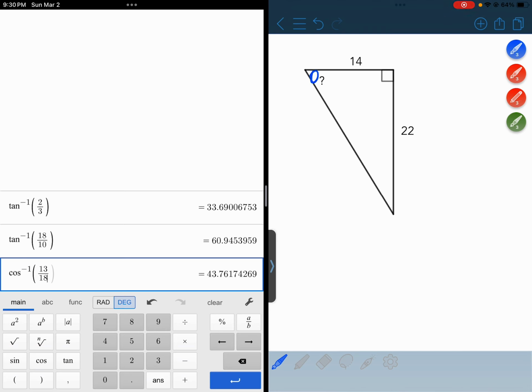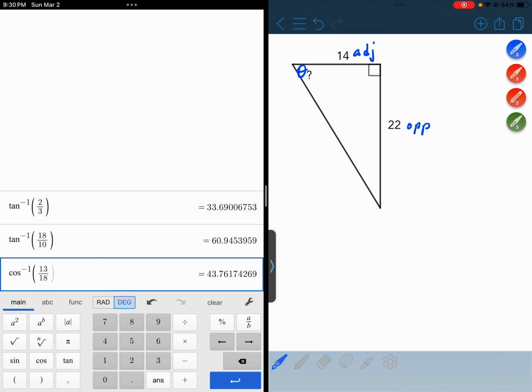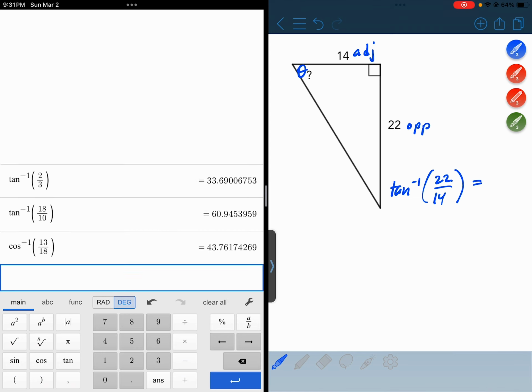All right, so here's my angle over here. 22 would be the opposite side of my angle. 14 would be the adjacent side. Opposite to adjacent, we know the tangent ratio is 22 to 14. So if we hit the tangent inverse button on our calculator, input the ratio 22 to 14, then what we should get back is the angle measure.